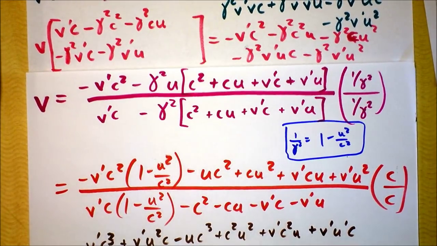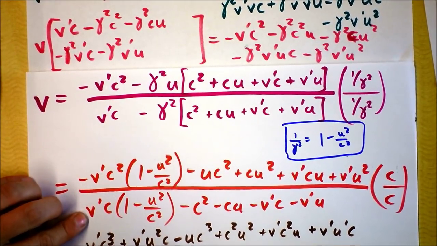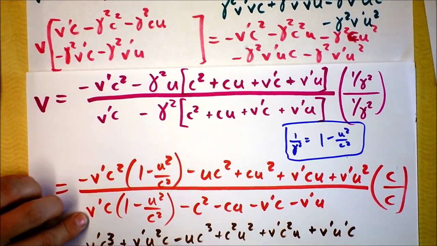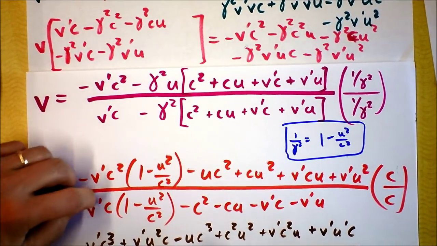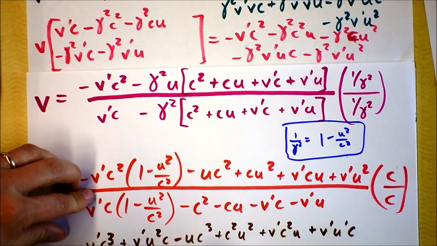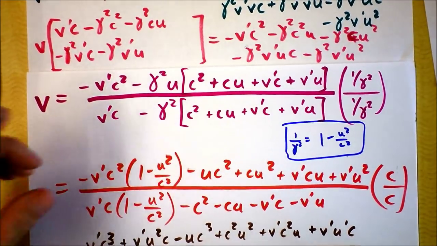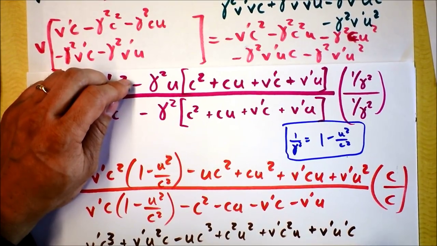And then I have to multiply the denominator by C also. I'm going to get, oh, that's why we did this. Yes, absolutely. So I get V prime times C squared, because I'm multiplying by C, right? And then this has to be multiplied over there, but you've got the C and that's going to cancel out. This is minus V prime times U squared. So I don't have any denominators. I always hate denominators. I get minus C to the third right here, minus C squared times U, minus V prime times C, minus V prime times U.